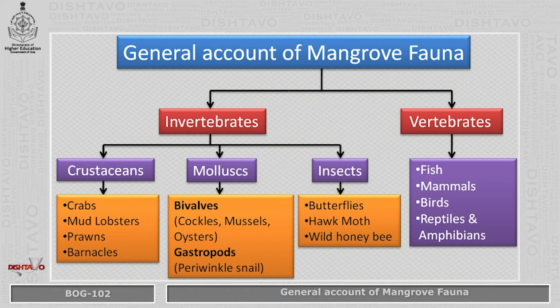Bivalves include cockles, mussels and oysters. Gastropods include periwinkle snail. Insects are further divided into butterflies, hawk moth and wild honeybee. Vertebrates of mangrove forest are classified into fish, mammals, birds, reptiles and amphibians.